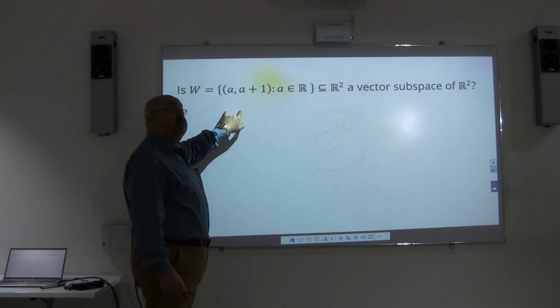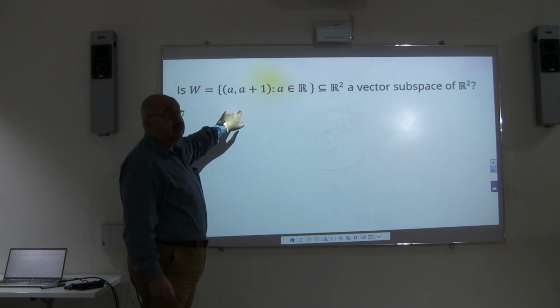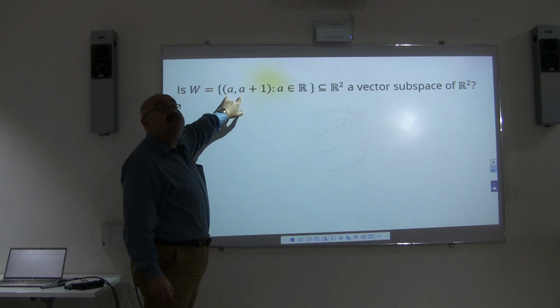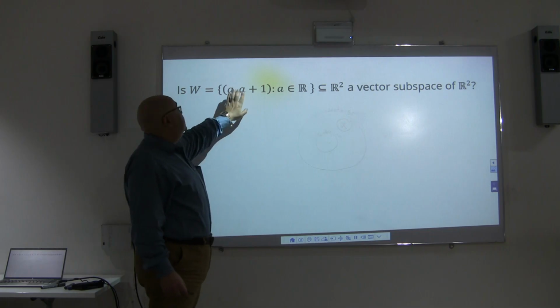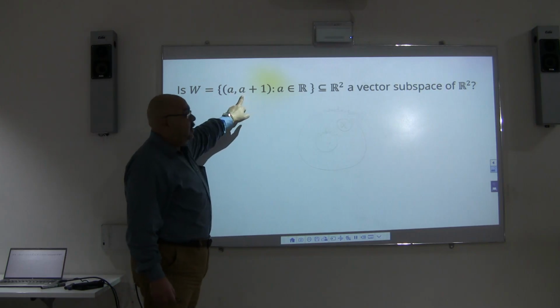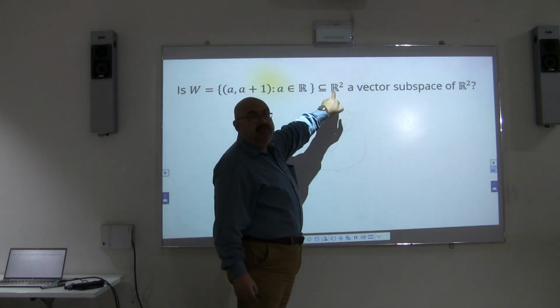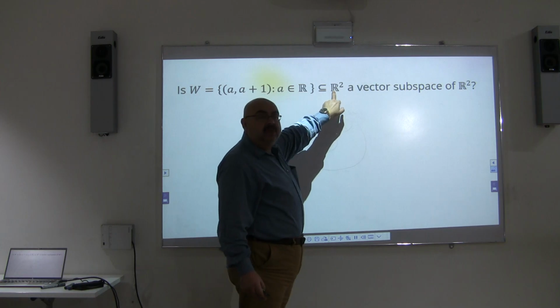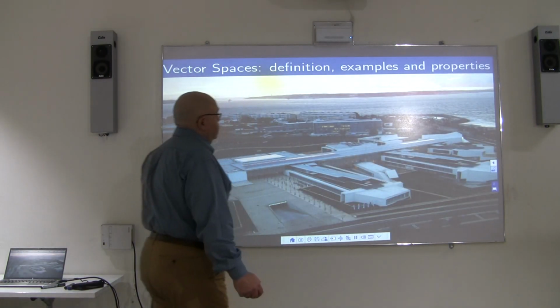But it will break the multiplication by scalar, and also it will break the zero existence. Because the zero of this form of vectors is going to be (0, 1), okay? Not the origin of R2, which is (0, 0). And so it's not a subvector space.